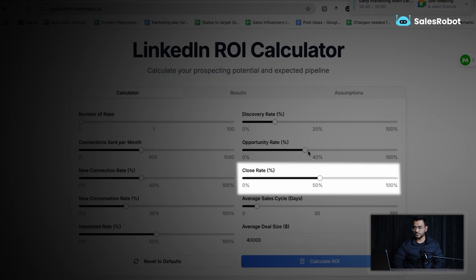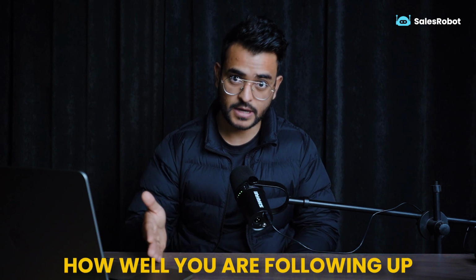Finally, opportunity rate to close rate is pretty much understandable. Close rate is how many of those opportunities you are actually closing, right? So that depends on how well you're following up, how well you're multi-threading into the account, right? So if you're just targeting one decision maker, maybe that's not enough. Maybe you have to go and talk to their boss. Maybe you have to do some other things to just keep the opportunity alive, right? Following up with them, sending them valuable information in the middle of the deal cycle.